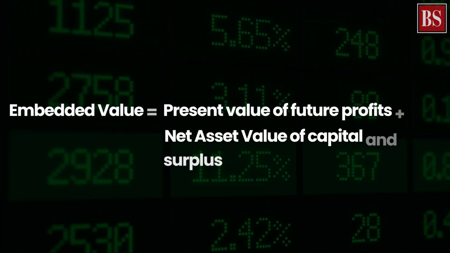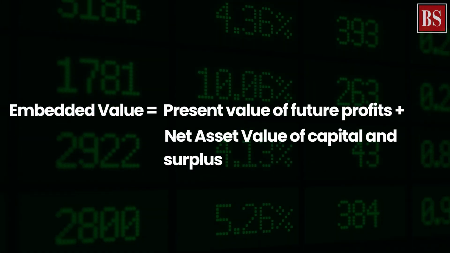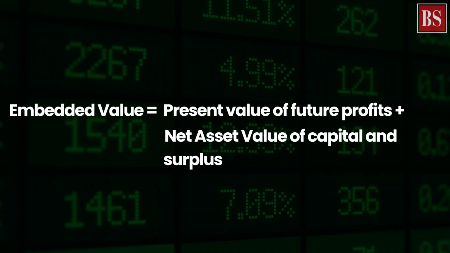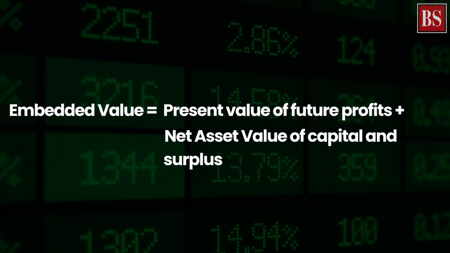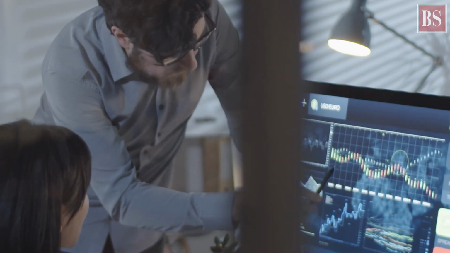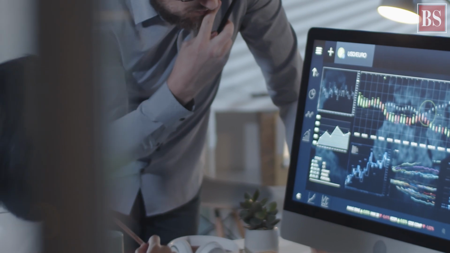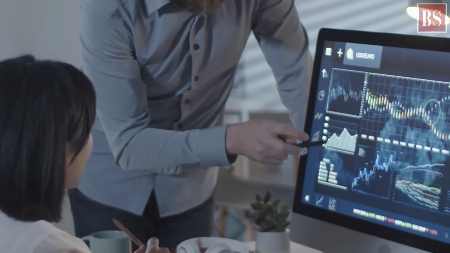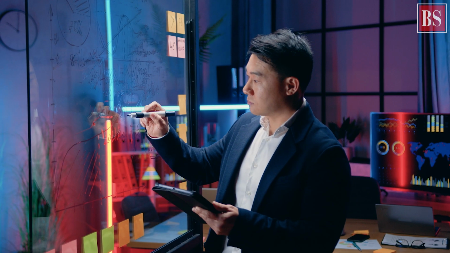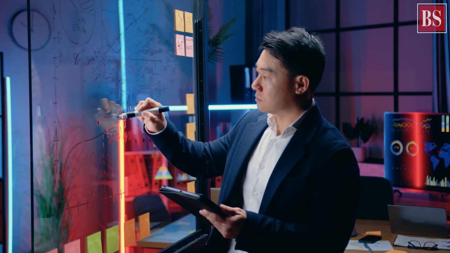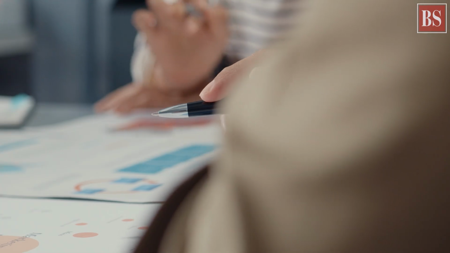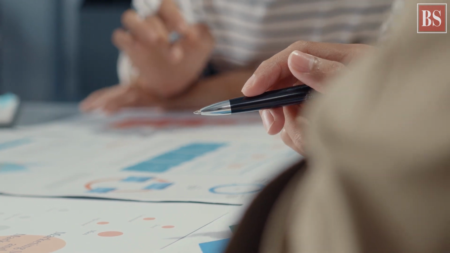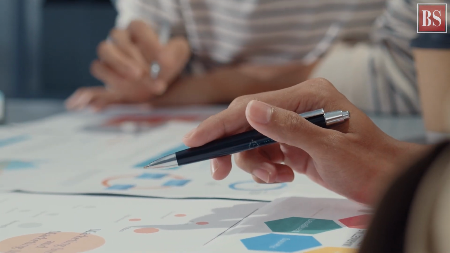The generic formula to calculate an embedded value is to add the present value of future profits of a firm to the net asset value of the firm's capital and surplus. It's sometimes known as market consistent embedded value or MCEV. The present value of future profits captures projected future profits from in-force policies, while net asset value of capital and surplus represents the funds belonging to shareholders that have been accumulated in the past.